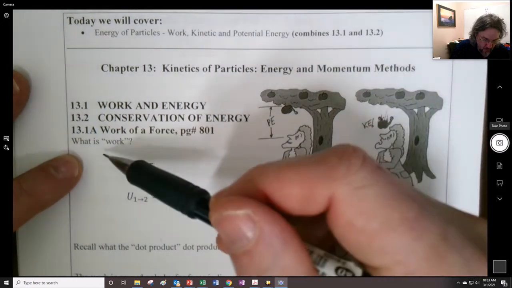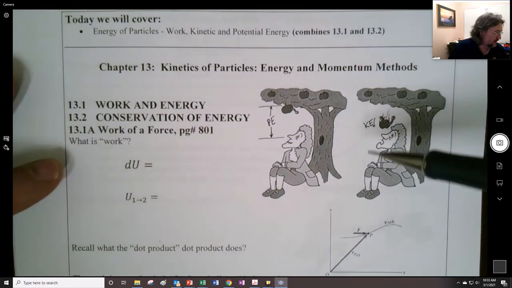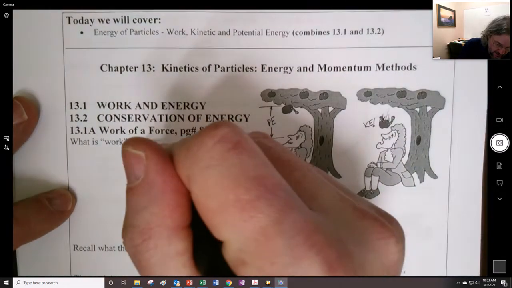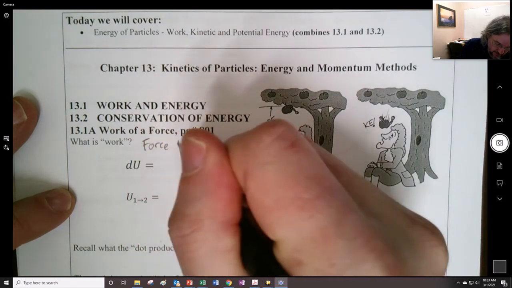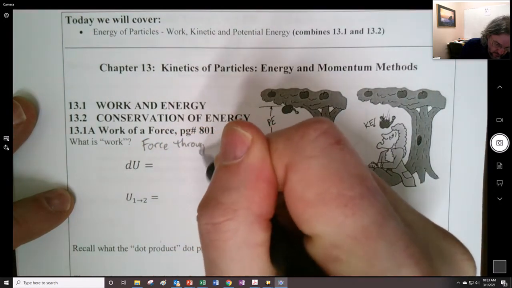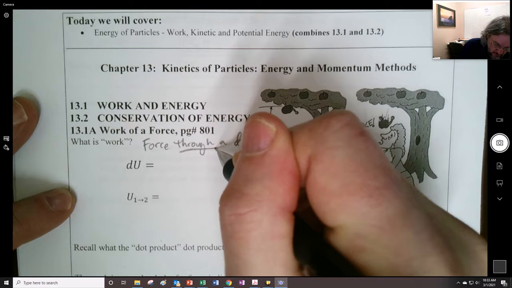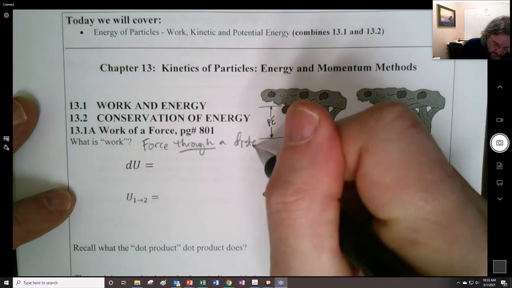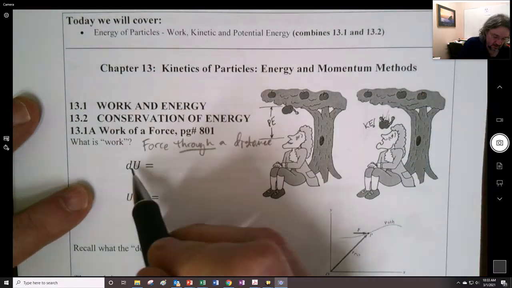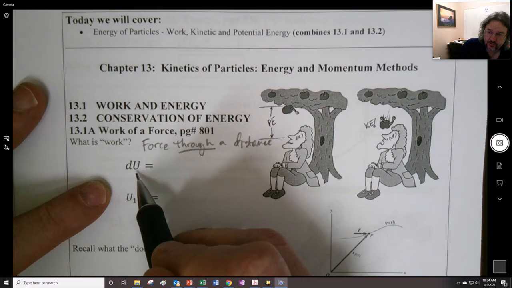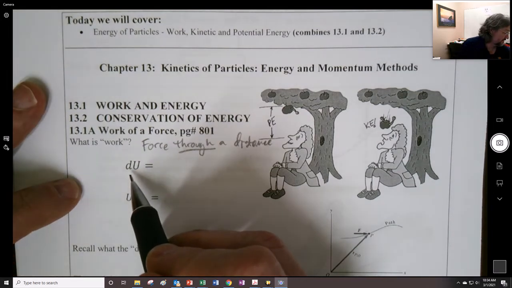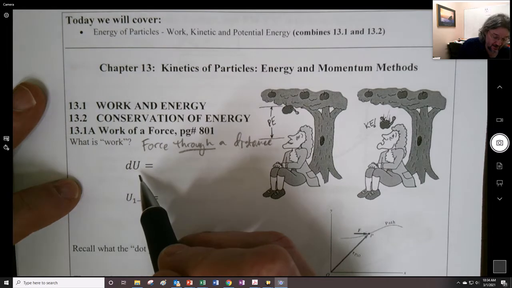We have to ask, what is work? And I would say as an answer that it's force through a distance. So they like to use dU. I like to use dW sometimes. I don't know if I'm consistent with that. I kind of go back and forth.